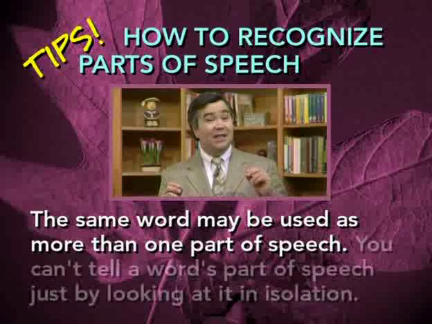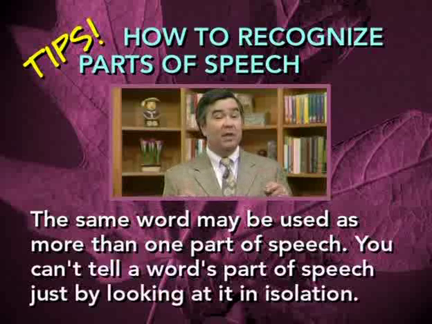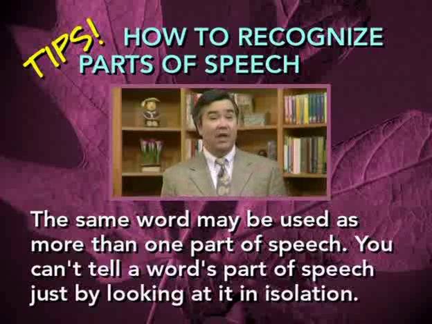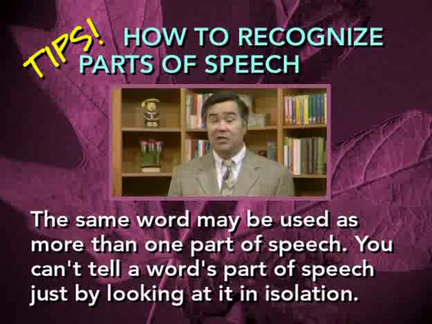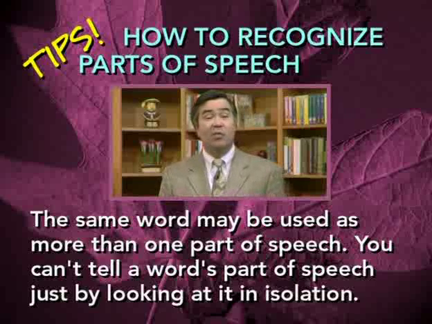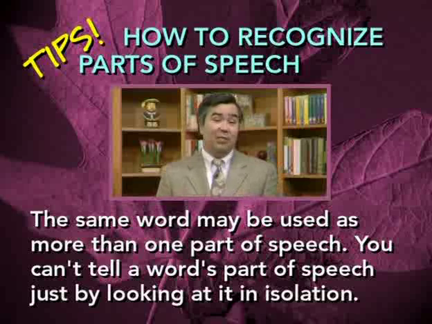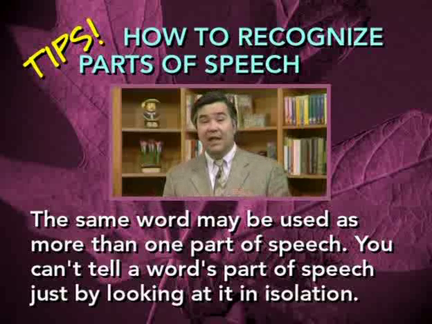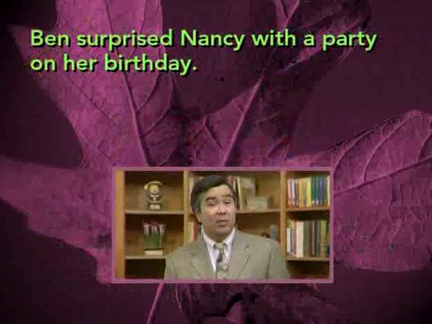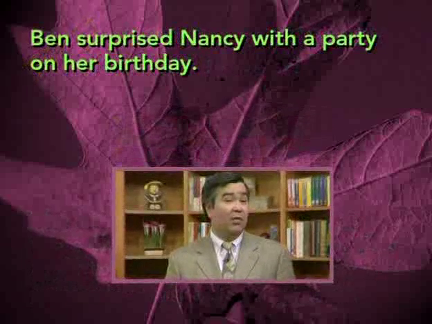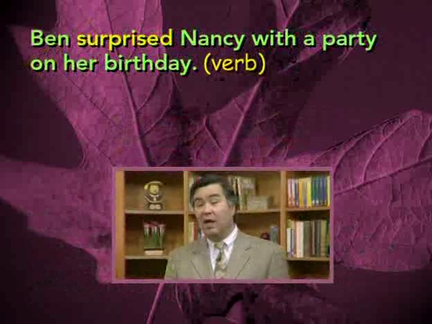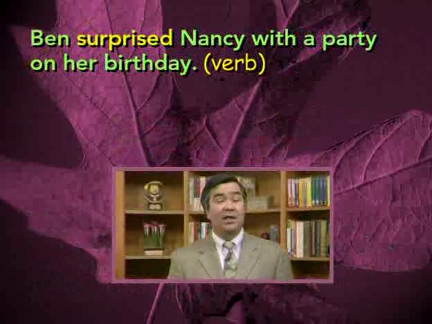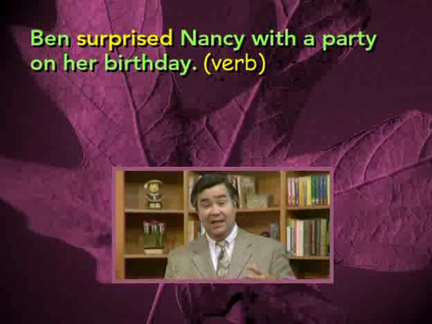So remember, you can't tell a word's part of speech just by looking at it in isolation. You need to look at how it's being used in the sentence. Take a word like surprise. A word like surprise can be used as more than one part of speech. In this sentence, "Ben surprised Nancy with a party on her birthday," the word surprised is being used as a verb. It describes the action that Ben took, what he did in the sentence.